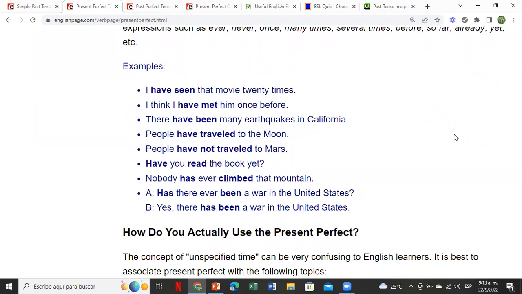Yes, of course. I have seen that movie 20 times. I think I have met him once before. There have been many earthquakes in California. People have traveled to the moon. People have not traveled to Mars.